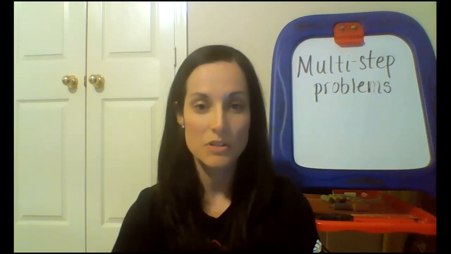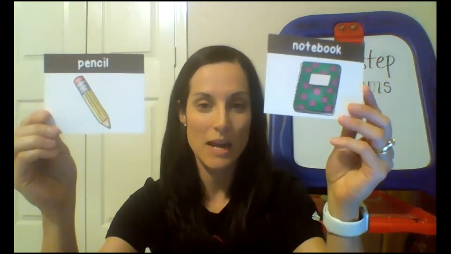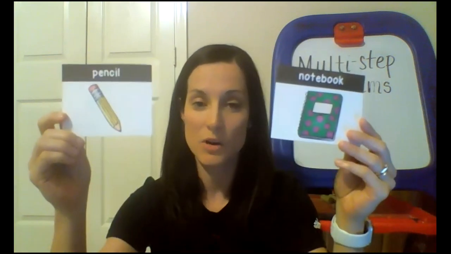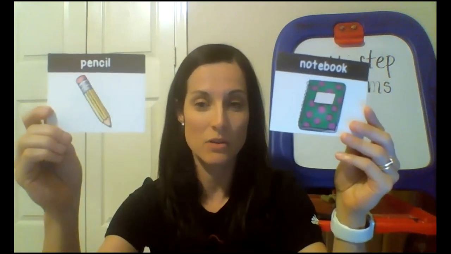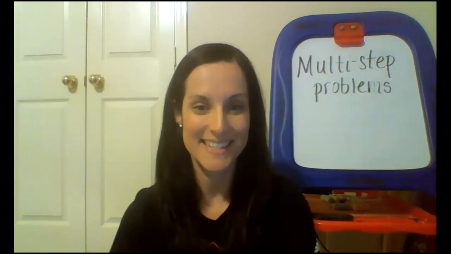Okay, so the first things you need, again, are a pencil and a notebook. So anything to write with and anything to write on. If you have a whiteboard, that's awesome. Or if you have a chalkboard or any crayon, marker, anything that you can write with and write on. Okay, you can stop this video and get those items and then we can continue.